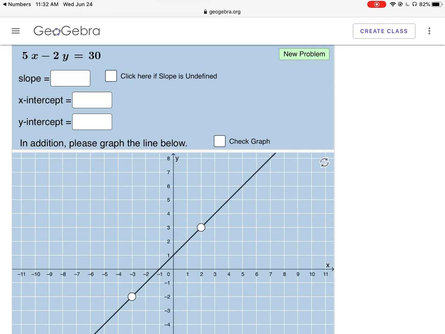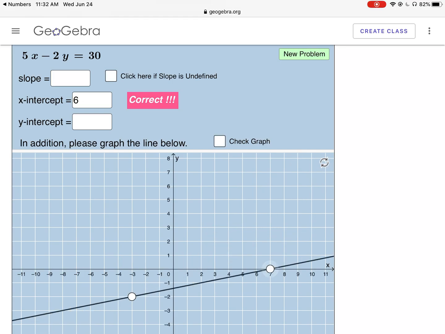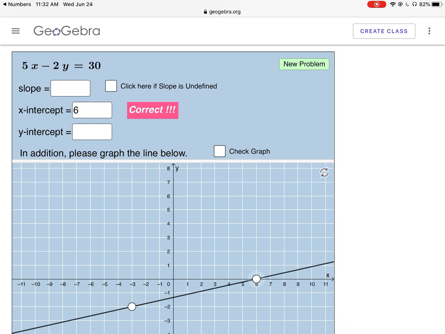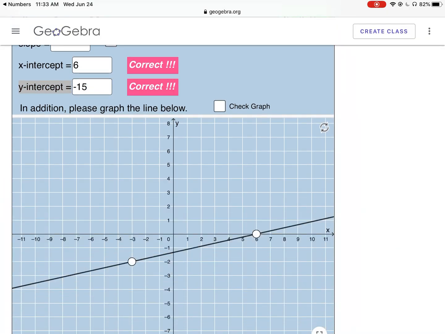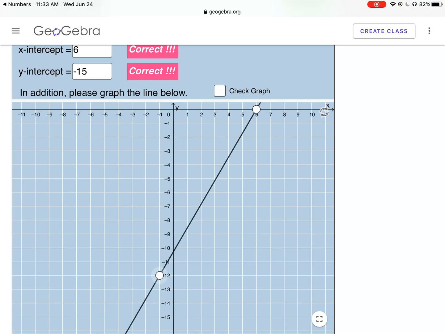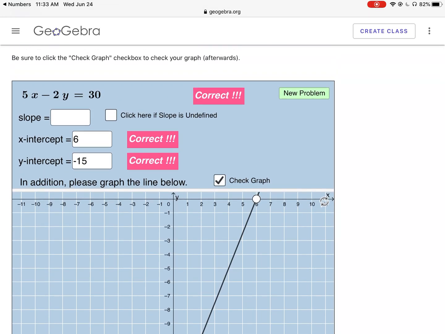So your x-intercept would be 30 divided by 5, which is 6. Notice it tells me I'm correct. And I can move 1 point to 6 on the x-axis. And then your y-intercept would be negative 15, 30 divided by negative 2. Also correct. And that means I'm going to have to go way down here. And then I'll click check graph. And notice at the top there, it says correct. Okay.